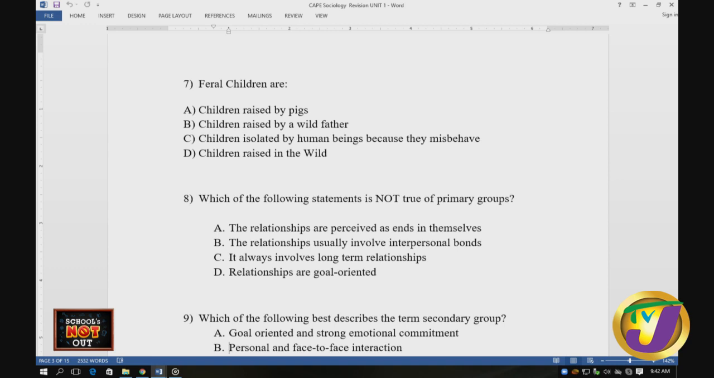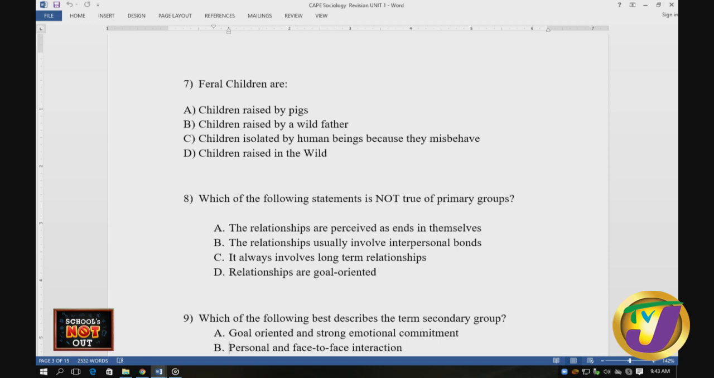Yes. You are part of a family, that's it. There's nothing else that you can move on to from there. B, the relationships usually involve interpersonal bonds. Yes. C, it always involves long-term relationships. Yes, because you're in a family. My father is my father, my sisters and brothers are my sisters and brothers until I die, or they die off before me. And then D, relationships are goal-oriented.